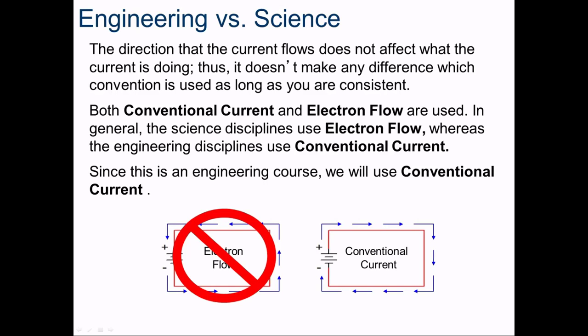And let me read through this as well. The direction that the current flows does not affect what the current is doing, thus it doesn't make any difference which convention is used as long as you are consistent. Both conventional current and electron flow are used. In general, the science disciplines use electron flow, the one on the left, whereas the engineering disciplines use conventional current. Since this is an engineering course, we're going to be using conventional current, leaving from positive, returning back to negative.